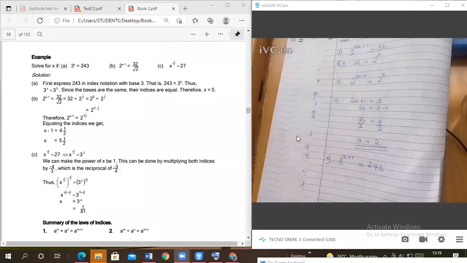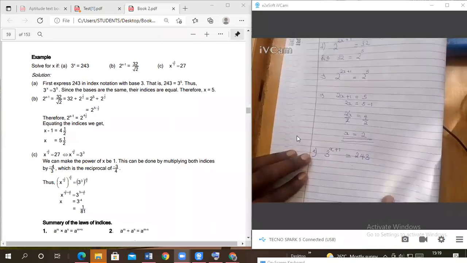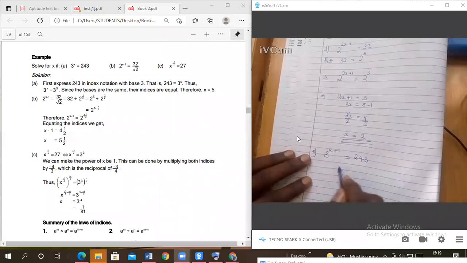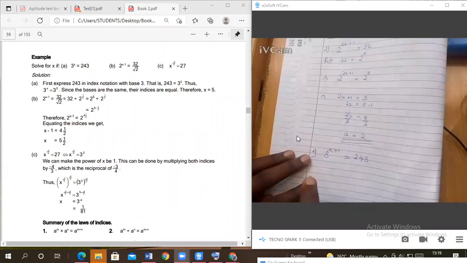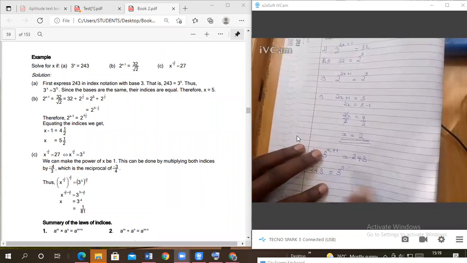I've got the answer, teacher. Yes, who is that? Malukenge. What did you say? You started by simplifying 243, which is the same as, in indices form, 3 to the power of 5. Good.